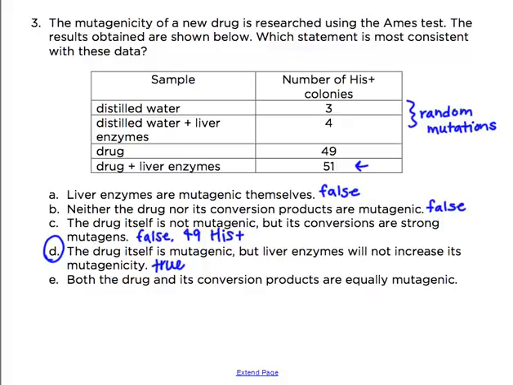Now, statement E says both the drug and its conversion products are equally mutagenic. Although it only asks for one statement, this statement is also pretty true, right? Because the drug itself caused 49 revertant colonies, and the drug plus the liver enzymes, which give you conversion products, had 51 revertant colonies. So both the drug and its conversion products are basically equally mutagenic. So E is also true. So we're going to say that D and E are both consistent with this data.